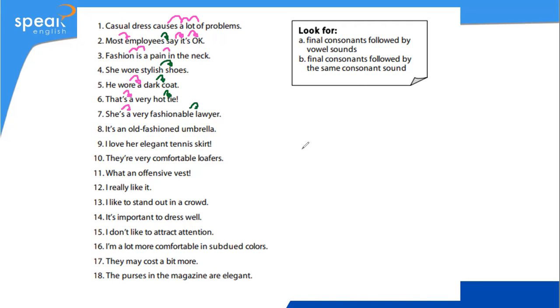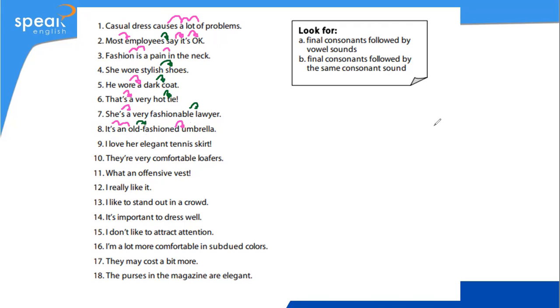All right. Number eight. Let's see. Okay, what do you guys see? Where do I link sound to number eight? It's an old. Very good. It's an old. Similar or same sound? Fashion umbrella. Consonant plus. Okay. It's an old fashion. And then one more time with? Fashion umbrella. Exactly. Tatiana, go ahead. It's an old fashioned umbrella. Very good. You see? Old-fashioned umbrella. One more time. Exactly. Very good.